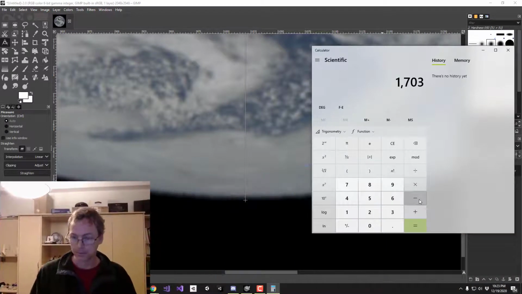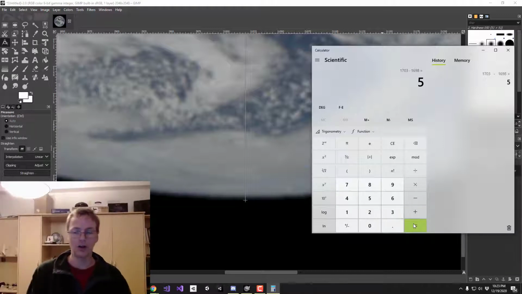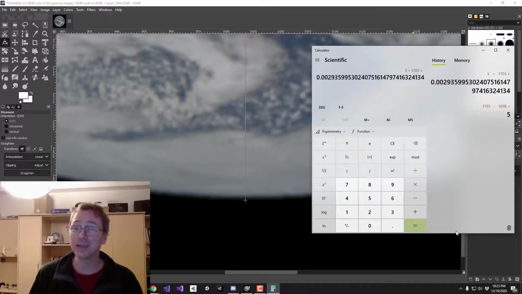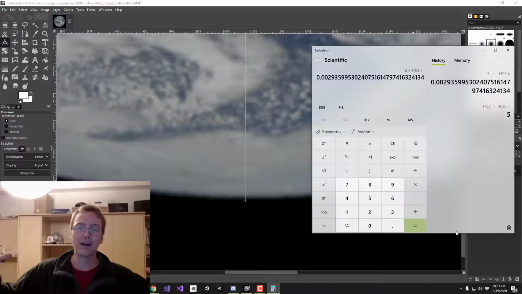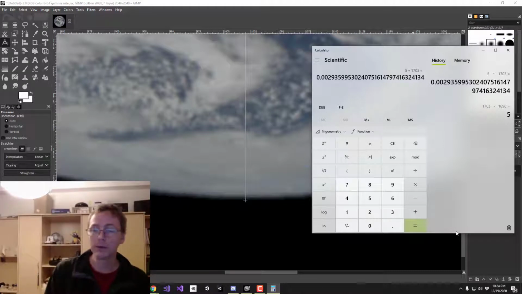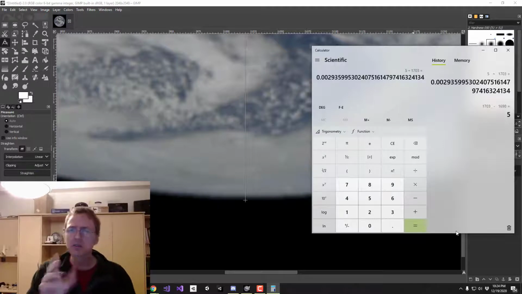1703 minus, I'll use the mouse so you can see there, minus 1698. It is 5 pixels wider than it is tall. As a fraction, divided by 1703 is, there it is, 0.3%. It is exactly 0.3% wider than it is tall. The expected number is 0.33. We got 0.29. So, a little bit off.